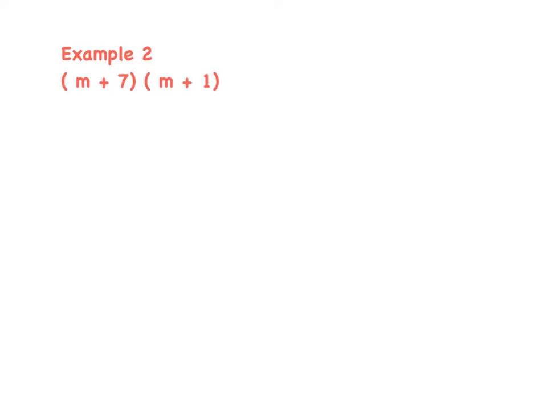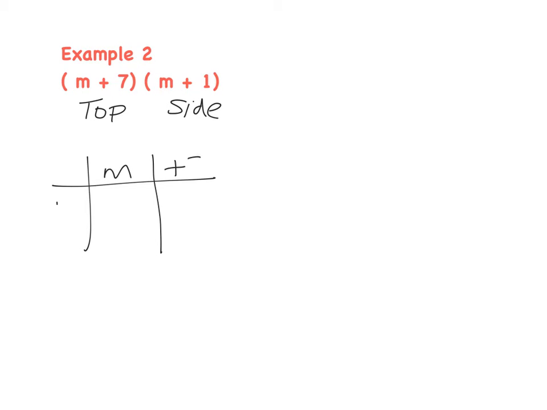Okay, so we're in example 2, and as we know, algebra doesn't just consist of x and y's, it can be any unknown. So in this expression, m plus 7 multiplied by m plus 1. So again, I can do my same method, top and side, and I lay it out correctly. So along the top, I have an m, and the second part is a plus 7, and along the side, I have an m, and the second part is a 1, or plus 1. I'll just colour this in here.